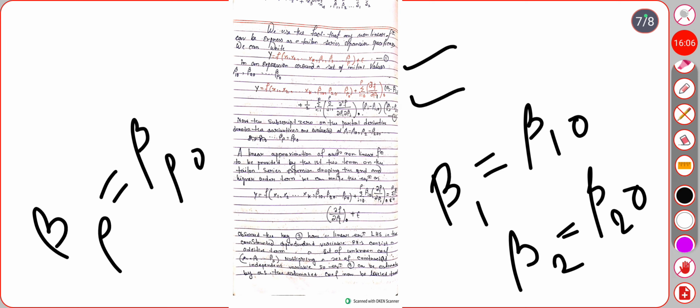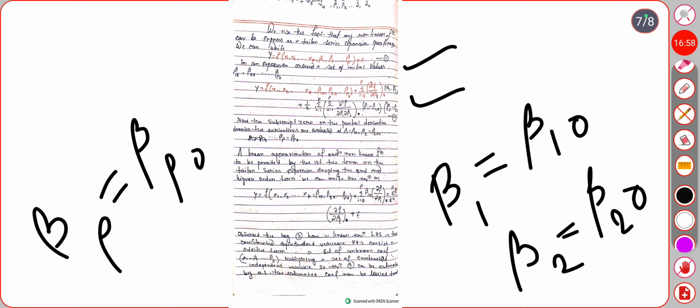Here y is equal to f of x1, x2, x3, up to xk, beta 1 0, beta 2 0, up to beta rho 0, plus the sum of i equal to 0 to rho of del f by del beta i, evaluated at zero, times beta i minus beta i 0, plus 1 by 2 sum of i equal to 1 to rho, sum of j equal to 1 to rho, the second order term del 2 f by del beta i del beta j, times beta i minus beta i 0, times beta j minus beta j 0.